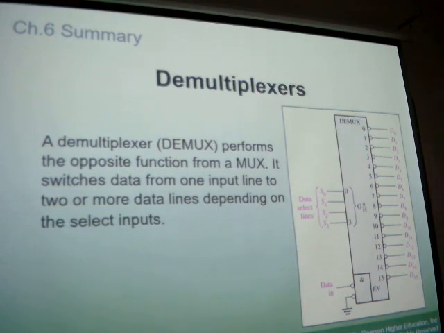The demultiplexer, abbreviated DMUX, performs the opposite function from a MUX. It switches data from one input line to two or more data lines depending on the select input. That means there is only one data input line, and the outputs are more than two. Each time, the data can be transmitted to one of the 16 outputs, and it is decided by the data select lines, as these black lines.